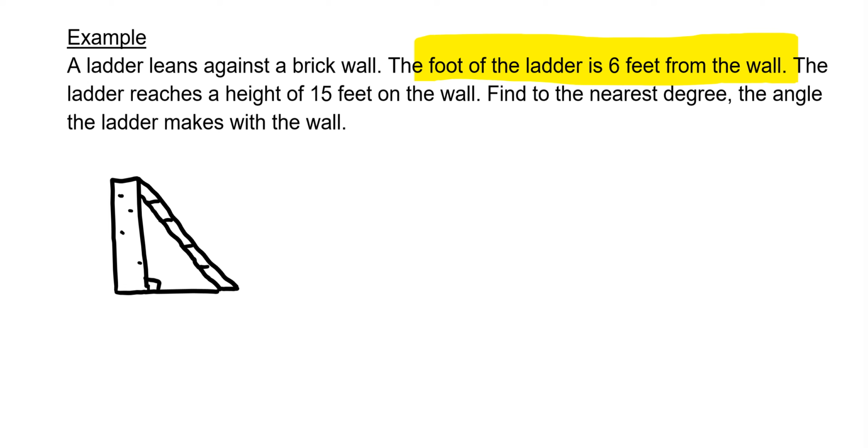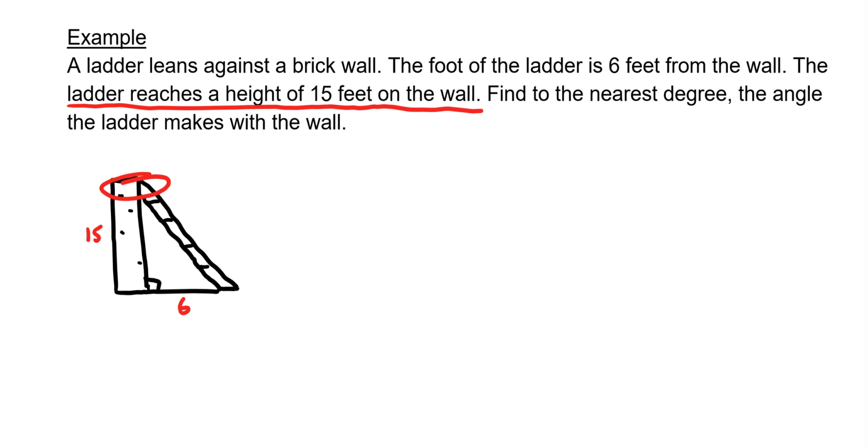So you have to make sure you always read this stuff twice. 6 feet from the wall for the foot of the ladder, that means that this length for the horizontal length is 6. So the foot of the ladder is 6 feet from the wall. That bottom part of the triangle is 6. And then the last little tricky part is the ladder reaches a height of 15 feet on the wall. So that's not saying that the ladder is 15 feet long. That's saying that the top of the ladder hits the wall at 15 feet high. So that means the height of the wall is 15 feet.